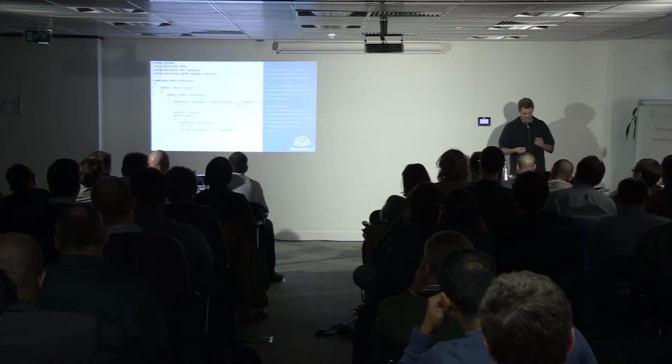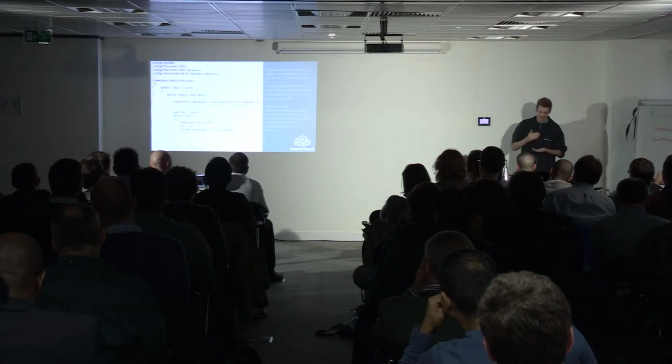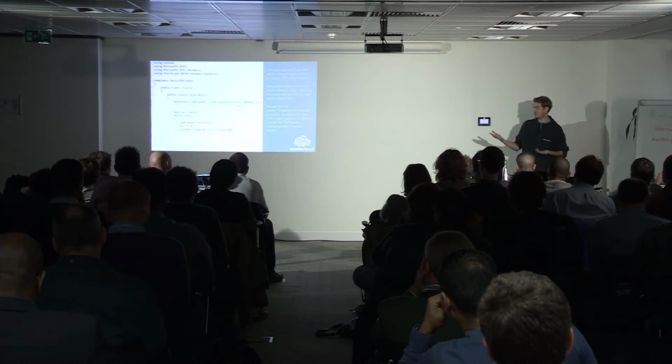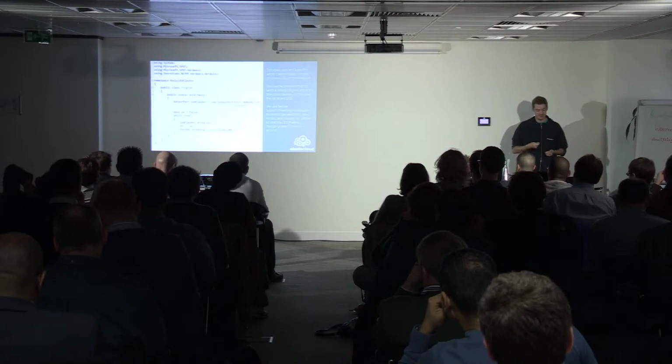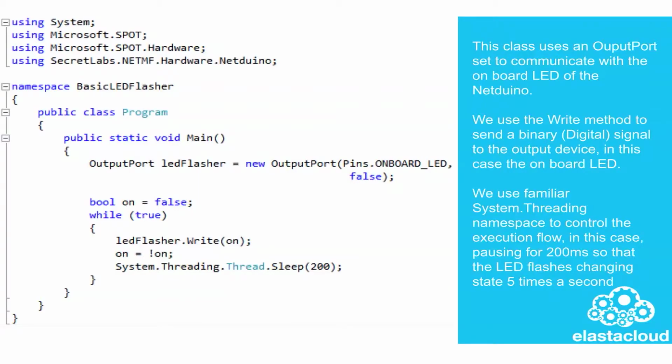And if you're doing something here, like, this example is flashing an LED, you want to send it a binary signal, a 1 or a 0. You do that by calling the output port instance, in this case called LEDFlasher, .Write, and then passing it a Boolean value, true or false. It's absolutely as simple as passing it this true or false value, and it will send a pulse down the wire, which will then do whatever the output device is intended to do.